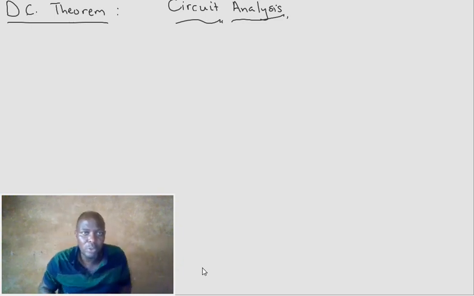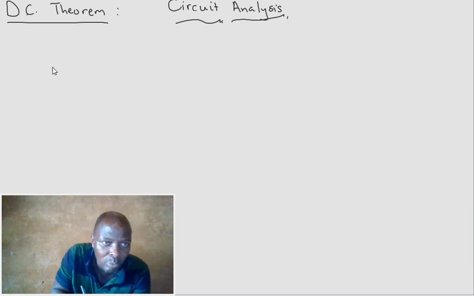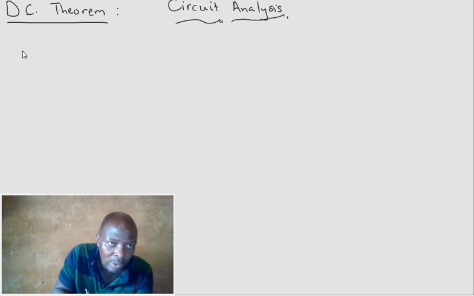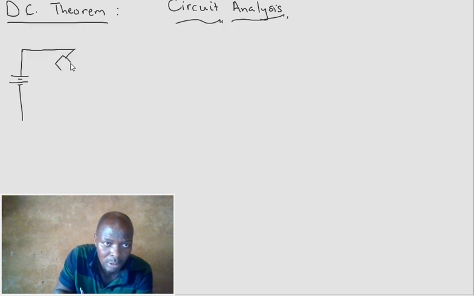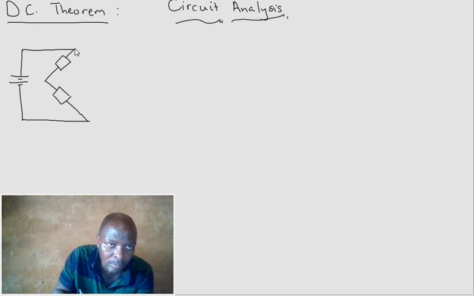Okay, we are going to continue with circuit analysis. We looked at an example where we looked at the bridge. We had our supply, and this is a bridge. We had a supply and we had our bridge.